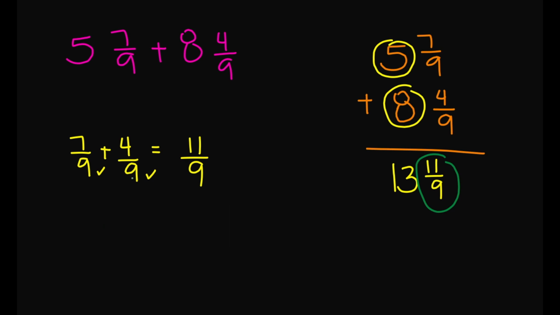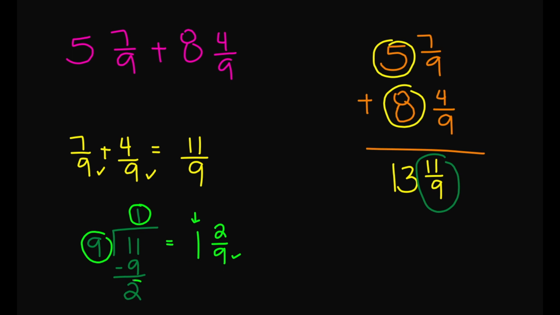So in order for us to simplify this, I'm going to do my 9 on the outside. My 11 is going to be on the inside. 9 goes into 11 one time. 9 times 1 is 9. 11 minus 9 is going to equal 2. If I turn my 11 over 9 into a mixed number, you're going to get 1 and 2 ninths. Remember, this quotient here is your whole number, which is what we have here. Your 9 is going to be your denominator, and then your remainder here is going to be your numerator.